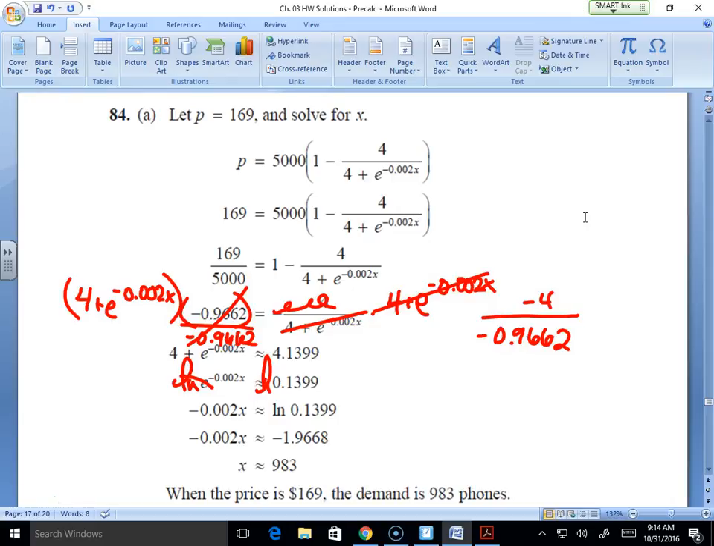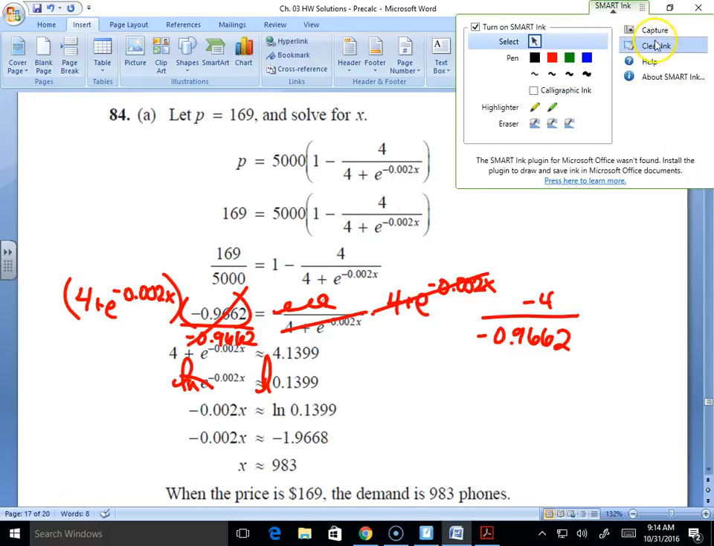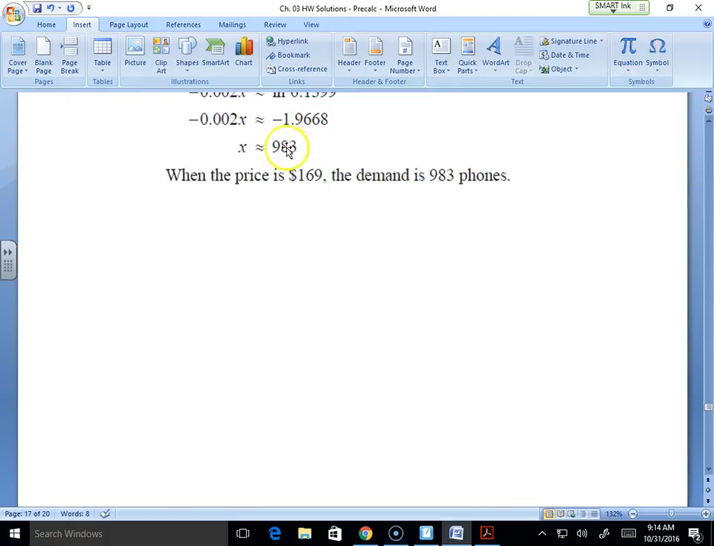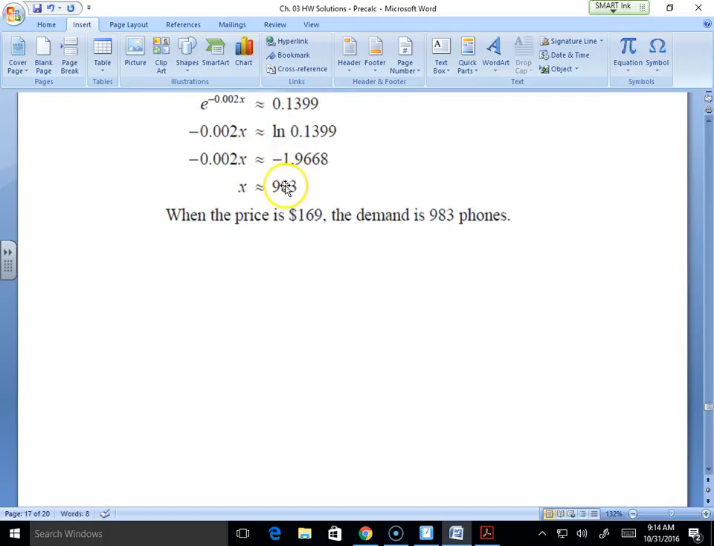Okay, so final answer. When the price is 169, P is 169, that's what you plugged in. Solving gets you 983 about. They just rounded to a whole number because they were talking about phones.